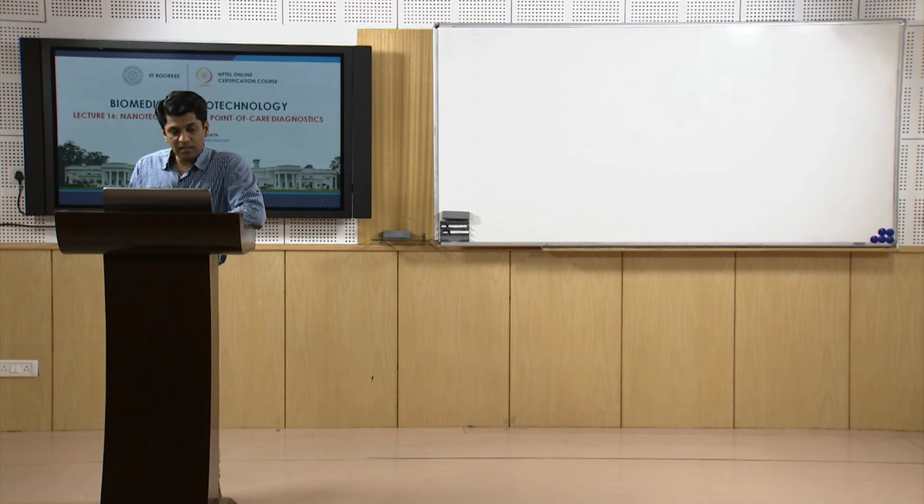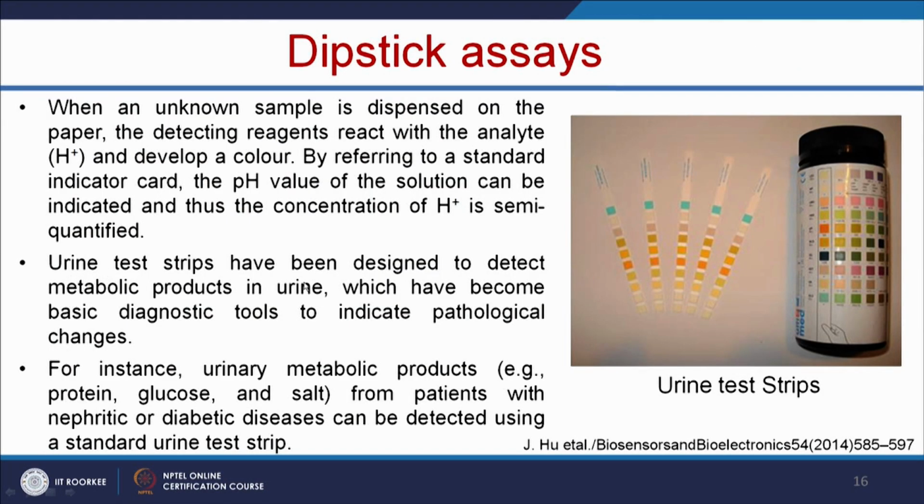And similarly, another example is urine test strips. They have been designed to detect the metabolic products in the urine, which have become basic diagnostic tools to indicate pathological changes. For example, urinary metabolic products like glucose, protein and salt from patients with nephrotic or diabetic disease can be easily detected using a standard urine test strip. We can dip this kind of urine test strip in the urine sample of the patient, and we can easily analyze the presence of glucose or protein or salt.